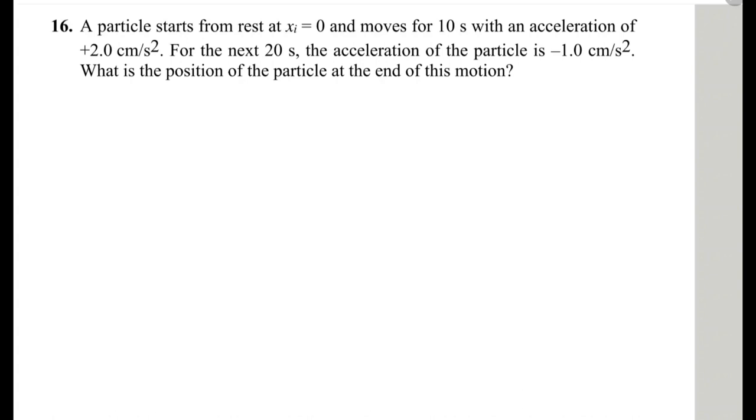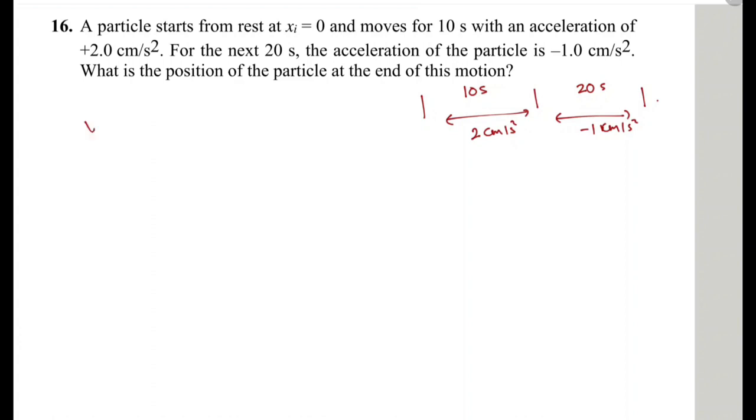Now let's split this question into two steps. The first step: a particle moving from rest at position equal to 0 with acceleration equal to 2 centimeters per second square, and the time interval is 10 seconds. The time interval for this first step is 10 seconds, and the acceleration in the first part is 2 centimeters per second square. Now for the second part of the question, in 20 seconds the acceleration becomes -1 centimeter per second square.